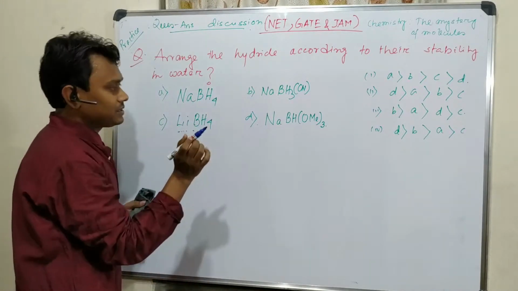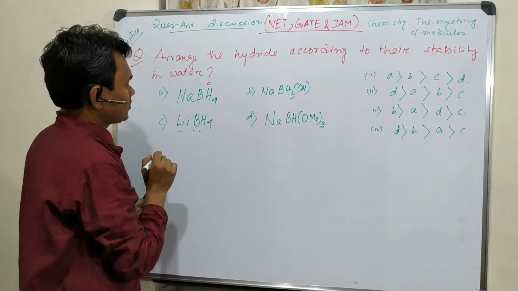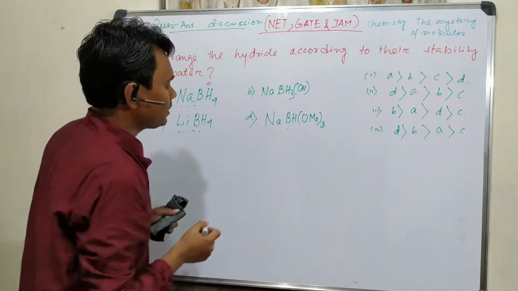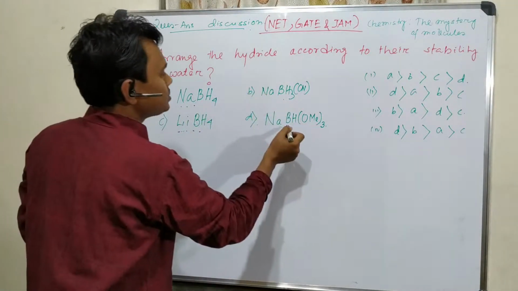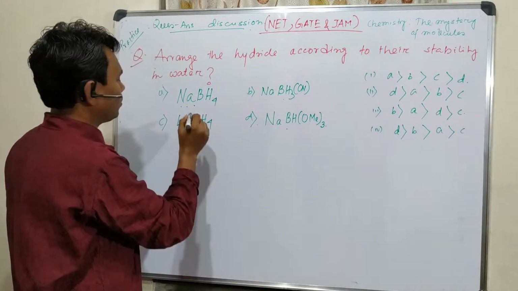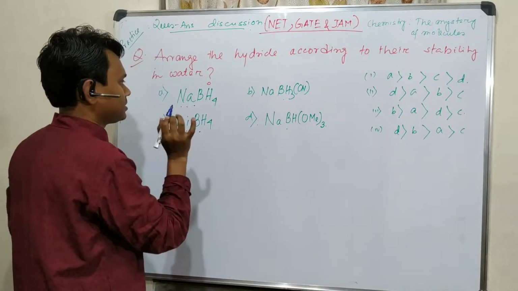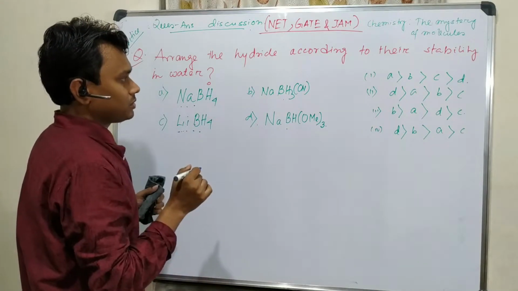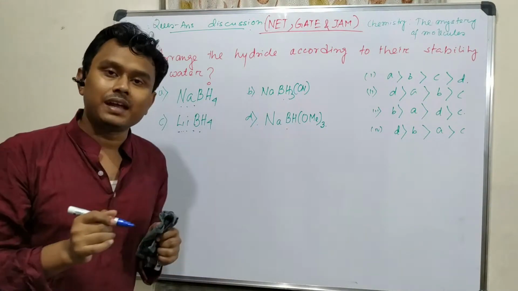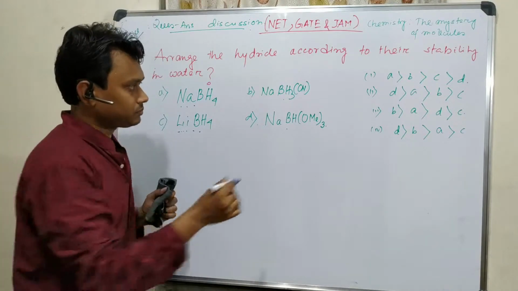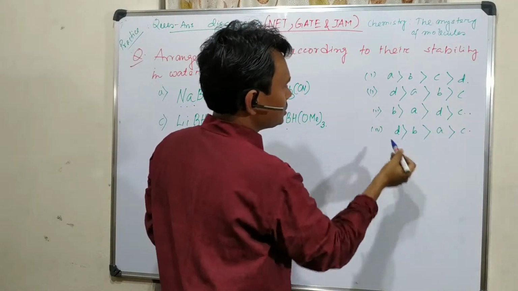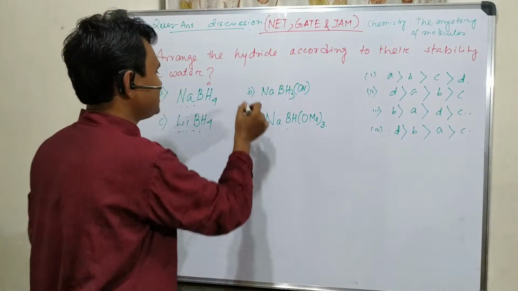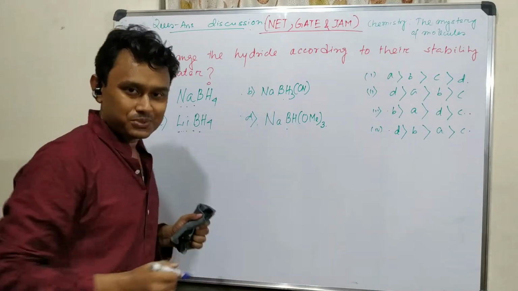Lithium borohydride is the least stable, sodium borohydride comes after that. Now the question is about the others. Which one is more reactive? Now I'll give some logic. The first one is unstable. So the one that should be at the end will be the answer, C. This is a trick. Now the question is B and D, which is maximum stable in water. The confusion is in these two.